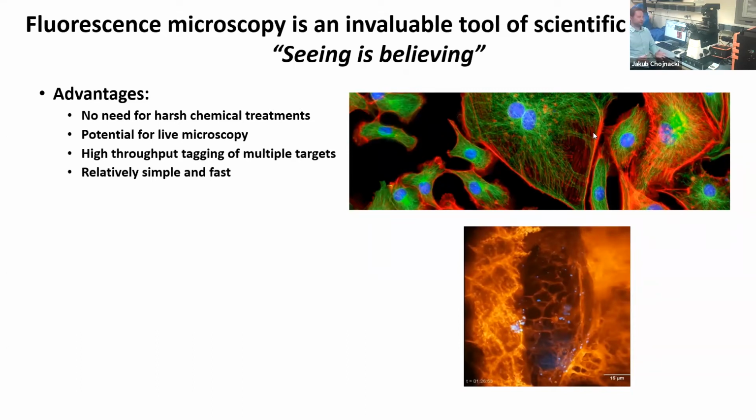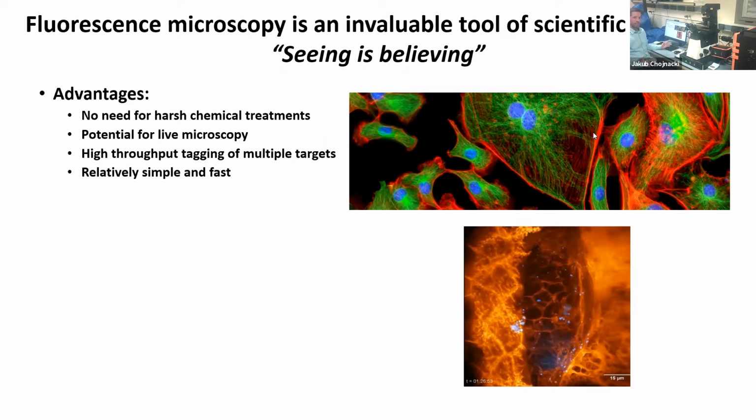And a final point is that compared to other techniques like electron microscopy, for example, it is relatively simple and fast. It's fairly easy to prepare the samples. And as you will see, with a good microscope it's fairly easy to study samples, to image them, and get useful data. Of course, sometimes it takes a lot of work to acquire a lot of useful data. Sometimes the samples don't work, but in my experience, it is relatively easy and fast. So these are the advantages.